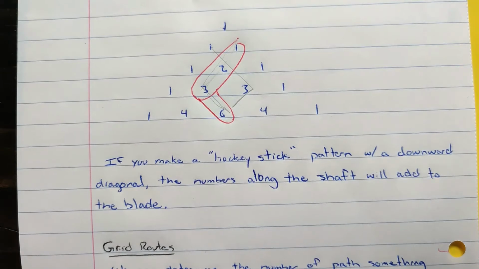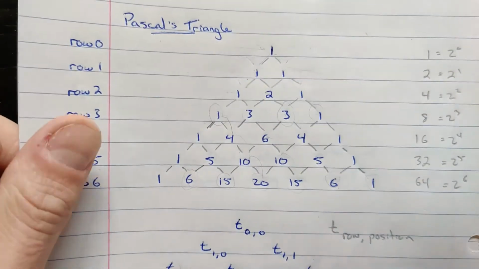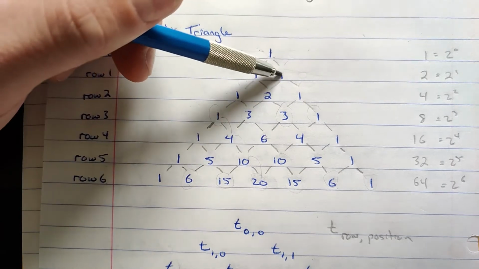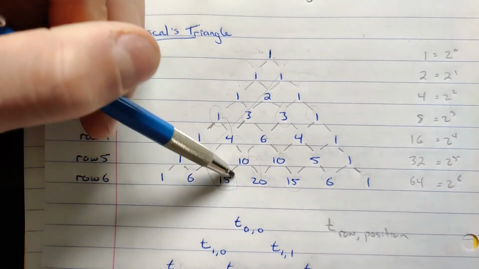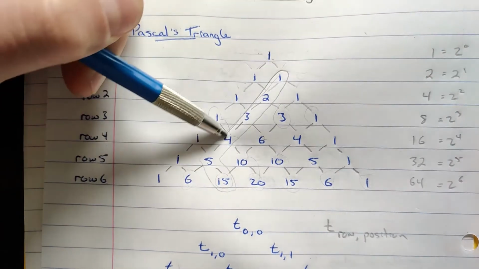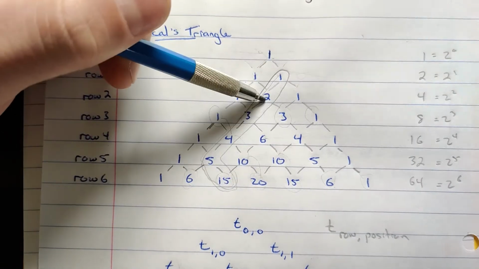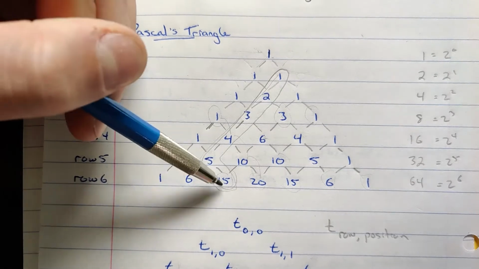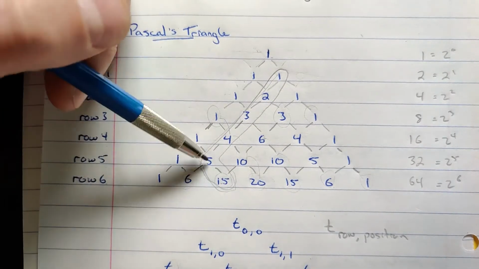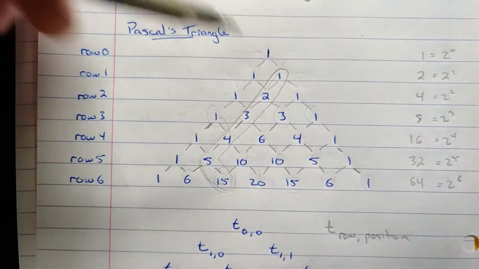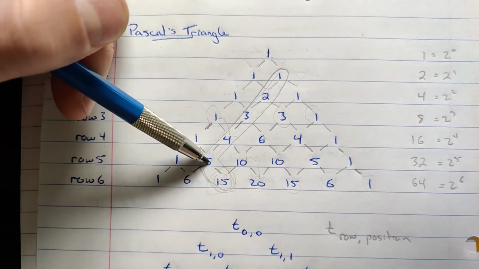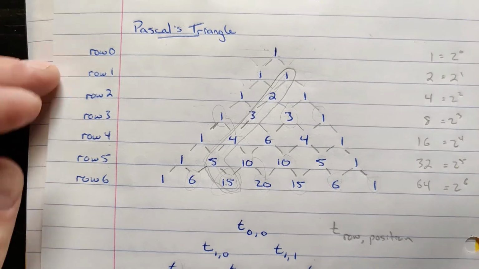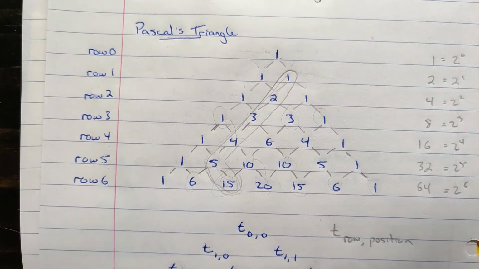And if you looked at any row here, we could pick another row and do, say, this pattern. So right here, if we pick this, 1 plus 2 is 3, plus 3 is 6, plus 4 is 10, plus 5 is 15. So you make this little hockey stick, and whatever's in the diagonal will add to the blade, on the opposite diagonal.